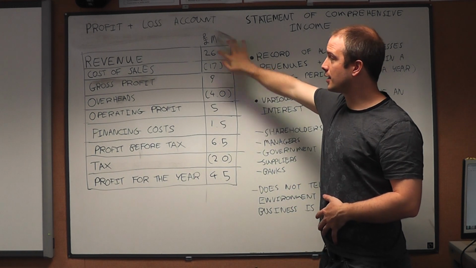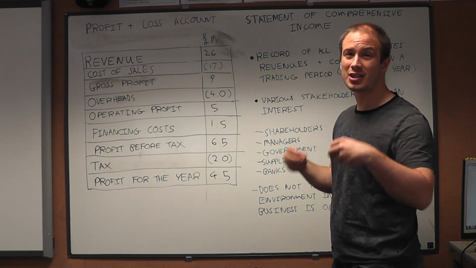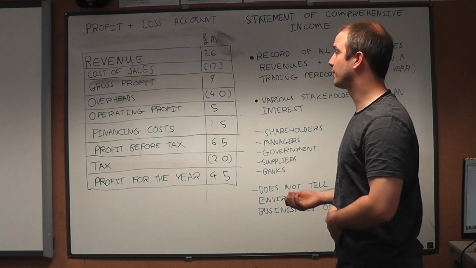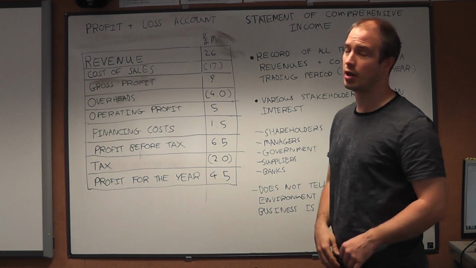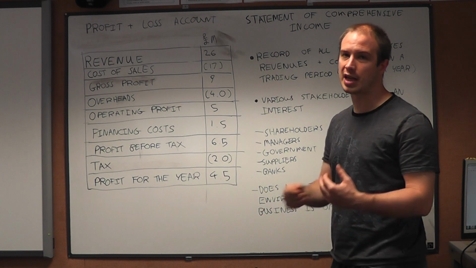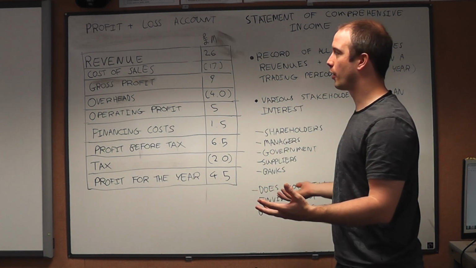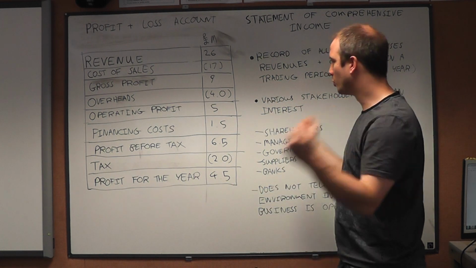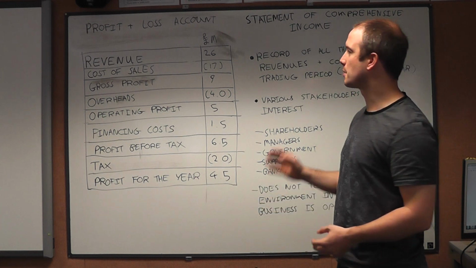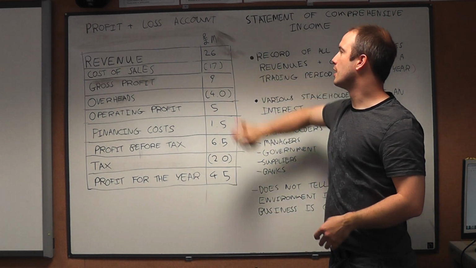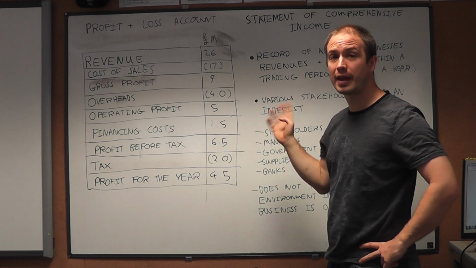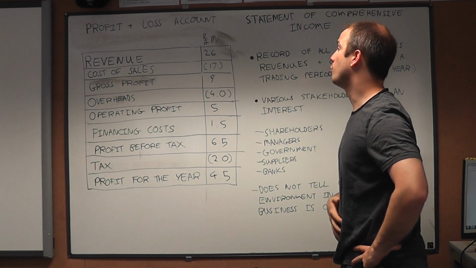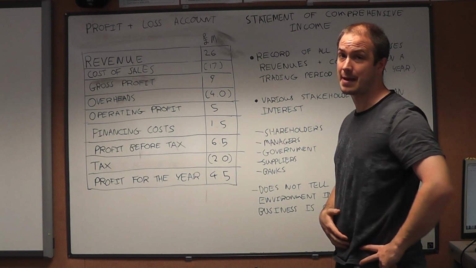So the revenue is the price times quantity. It's all the money that's coming into the business from sales. So if they have separate products, it's all of those products added together, all of that money that's coming into the business is put down as revenue. So in this case, this business is making £26 million worth of revenue each year.